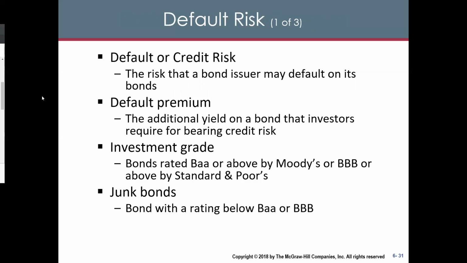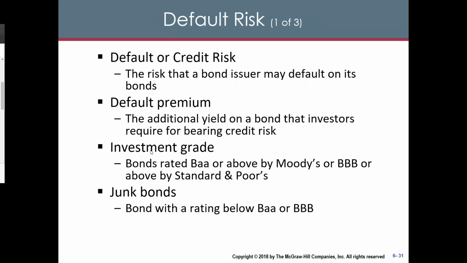Say if there's a very good company like Google or Apple, the default risk is low. Then it will have a smaller default premium, which is the additional yield on a bond that investors require for bearing this default risk. If a company is a good company, then the default premium will be smaller. If the company already has very high leverage, and some investors fear that they are likely to go bankrupt in the next year, then if they still want to issue bonds, the investors will require a much higher return. That is a much higher default premium.